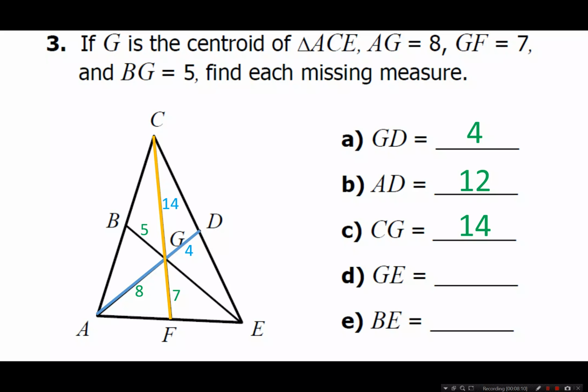Now, the next one is asking for GE, which is on the median BE. GE is the long part of that median. We're given that the short part is 5. So going from short to long, we multiply by 2, which gives us 10. GE is 10. BE is just the entire median, so we could add them together, or we could do 5 times 3, which would give us 15. And there's all of the missing values for number 3.